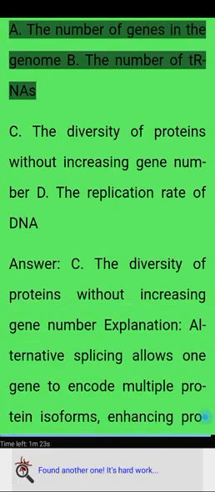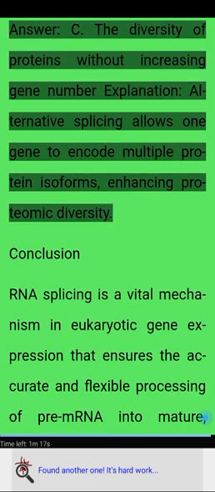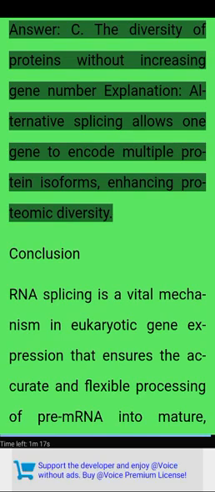Alternative splicing increases. A. The number of genes in the genome. B. The number of introns. C. The diversity of proteins without increasing gene number. D. The replication rate of DNA. Answer. C. The diversity of proteins without increasing gene number. Explanation. Alternative splicing allows one gene to encode multiple protein isoforms, enhancing proteomic diversity.